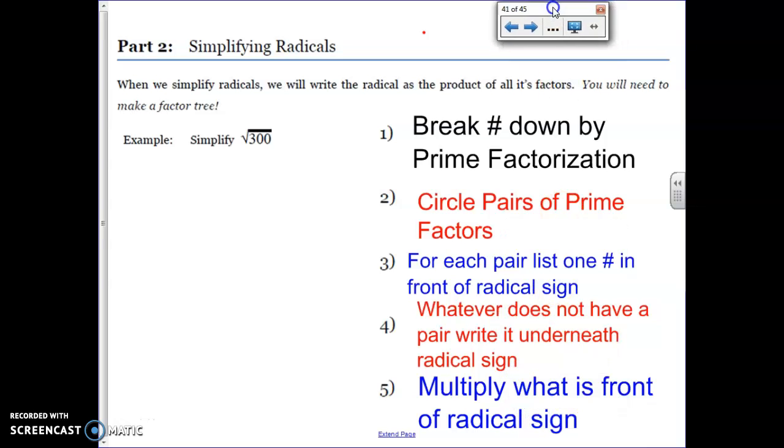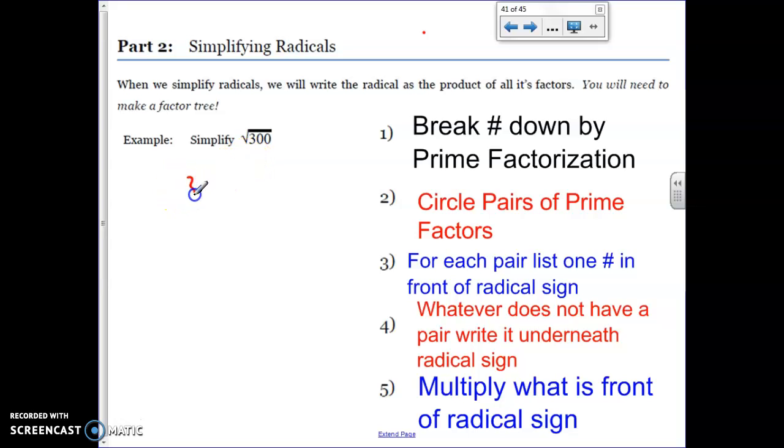Alright guys, why don't you copy this down? You can pause the video just to copy it. And this is just some simple steps that's going to help us through the process of simplifying a radical. So the first thing that we're going to do, guys, is break down the number by prime factorization.